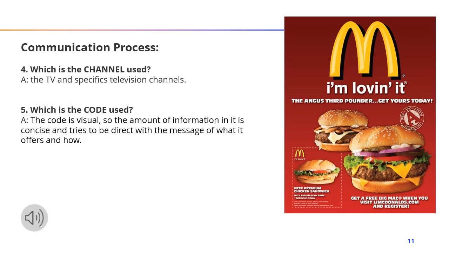Well, now the communication process, which is the channel used. In this case, we think that it's television and some specific channels. Which is the code used? Well, it might be visual, so the amount of information in it is concise, and obviously it tries to be direct with the message of what it offers and how. In this case, the food.